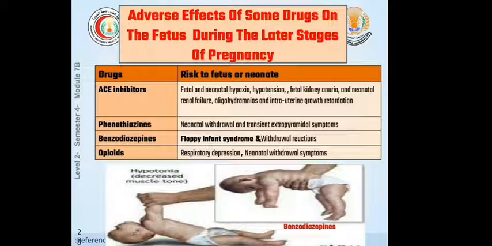This is the benzodiazepine if given in the fetal stage, in the later months of the pregnancy. Also, ACE inhibitors are considered proven teratogens when given in the first trimester. Also, in the last trimester, they may lead to fetal hypoxia, hypotension, and fetal kidney anuria. So we have studied these drugs under proven human teratogens.